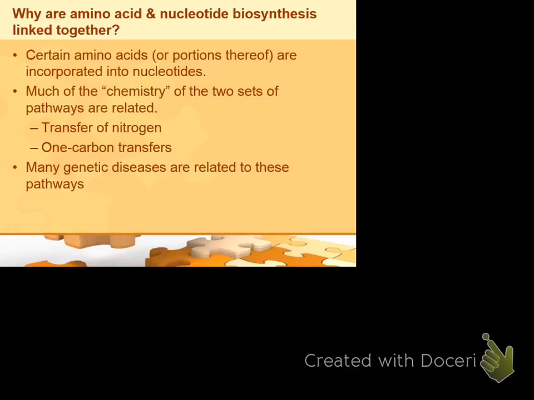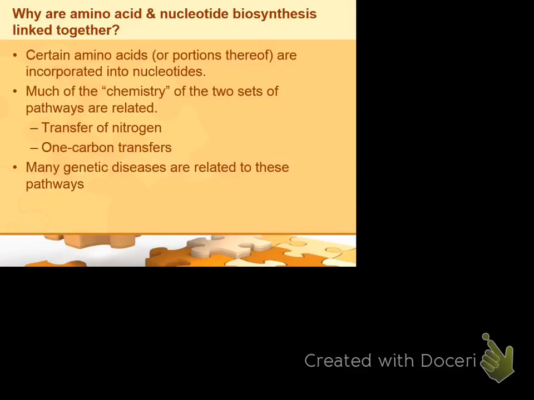All right, certain amino acids and/or portions thereof, for example, well, we'll go into that later, are incorporated into nucleotides, and so much of the chemistry behind amino acids and nucleotides is interrelated because there's a transfer of nitrogens. There's the one carbon transfer groups, which we've alluded to in the past. For example, methionine becoming homocysteine because it can donate that terminal methyl group that's hanging off that sulfur.